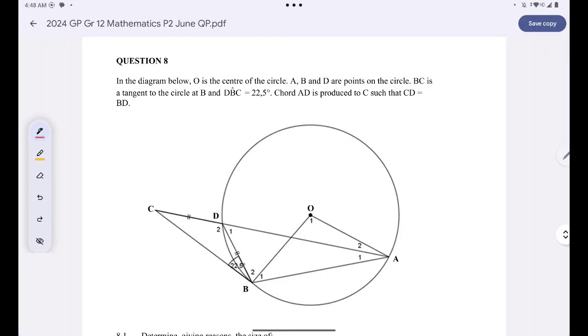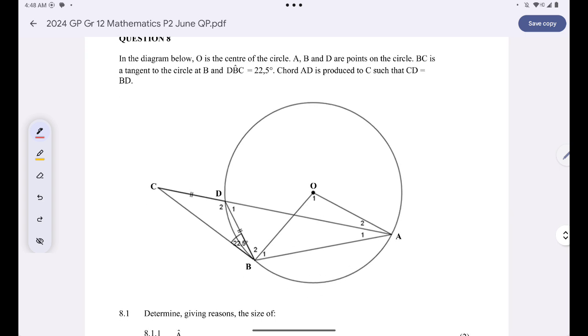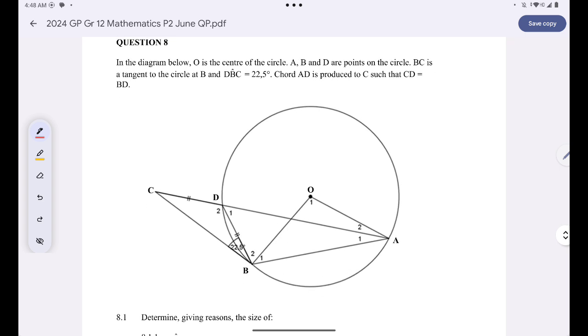Hi everyone. We're continuing with the June Common Test, which was written in the province of Gauteng in the year 2024. This video will mainly focus on Euclidean geometry. Okay, we are given the diagram below, and we are told that O is the center of the circle.